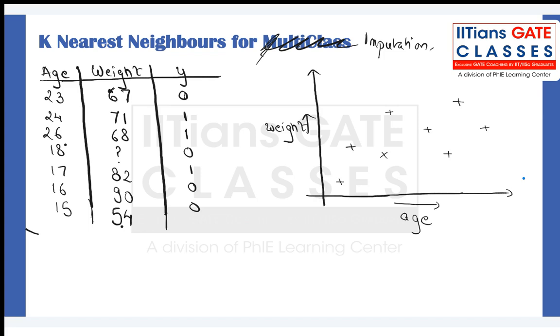Let's say y 0 is one color like red, and y 1 is another color, green. For this point which does not have a value, let's say that age is 18. You want to predict the weight for 18. At the end you are building a model, but in the training data set you do not have the value of weight for the person with age 18.